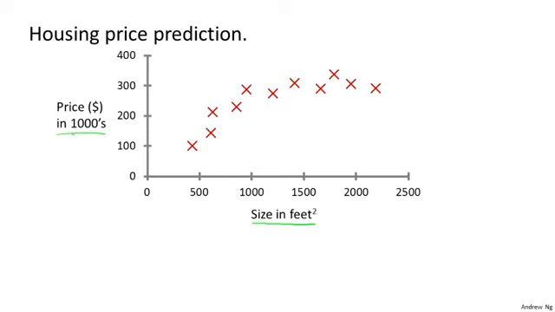So, given this data, let's say you have a friend who owns a house that is, say, 750 square feet, and they're hoping to sell the house, and they want to know how much they can get for it. So, how can a learning algorithm help you? One thing a learning algorithm might be able to do is fit a straight line to the data, and based on that, it looks like maybe their house can be sold for about $150,000.